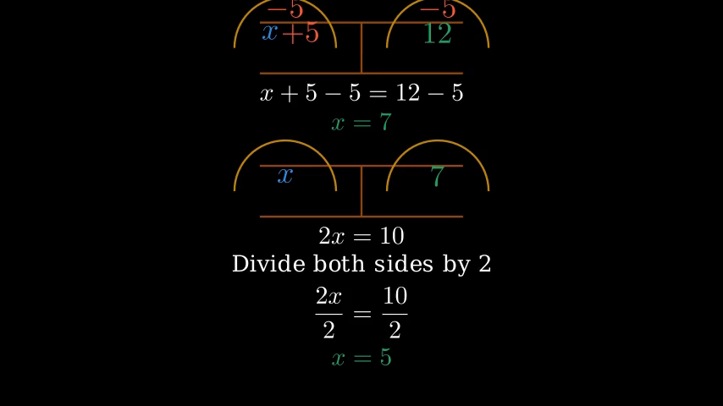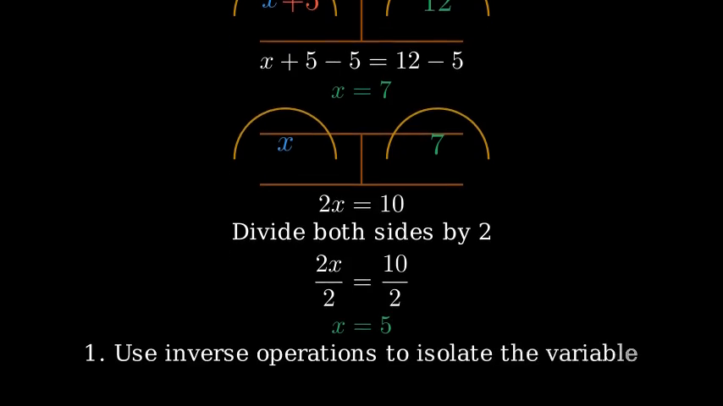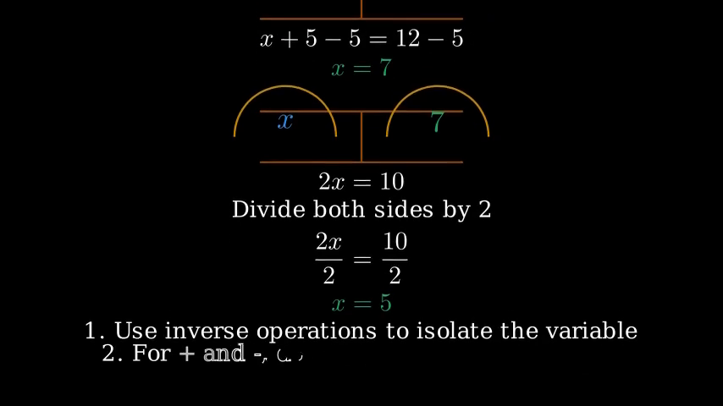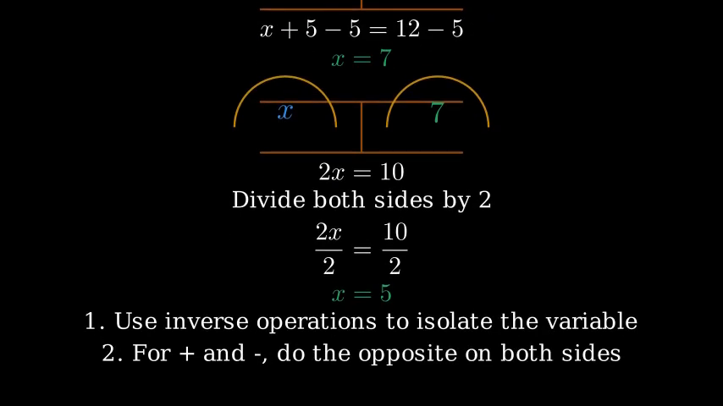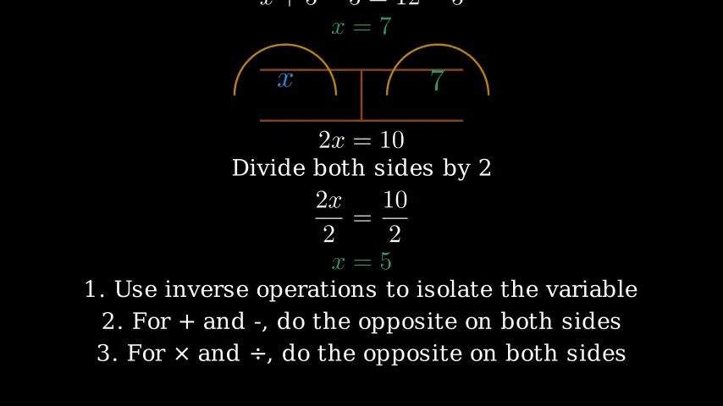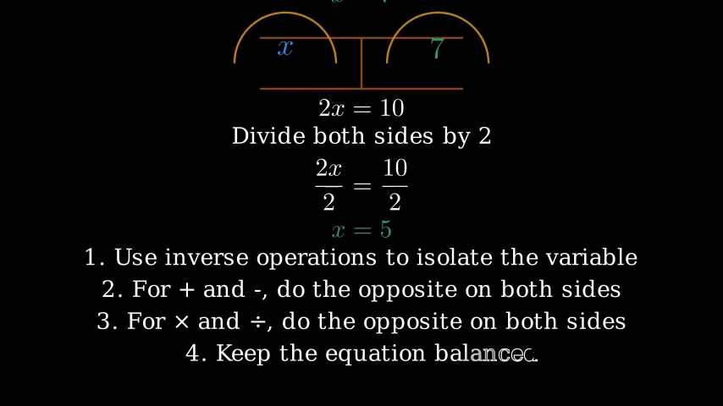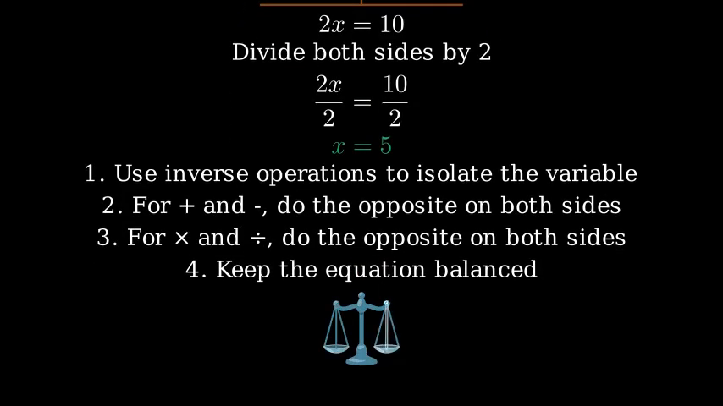In summary, to solve an equation with one variable, first, use inverse operations to isolate the variable. For addition and subtraction, do the opposite operation on both sides. For multiplication and division, do the opposite operation on both sides. Always keep the equation balanced by doing the same thing to both sides.